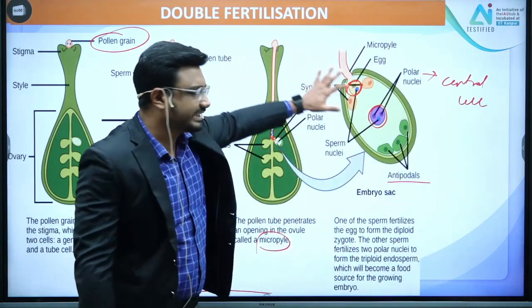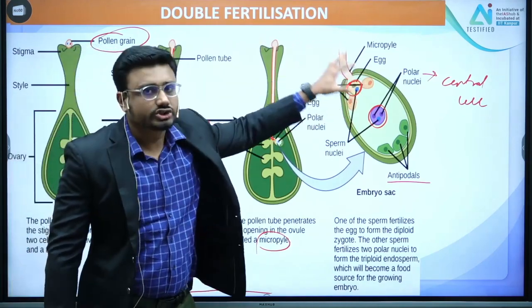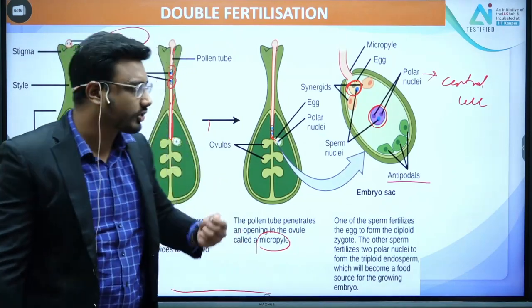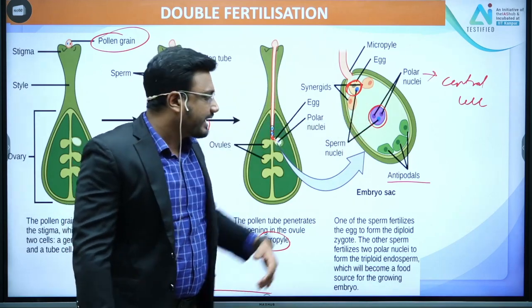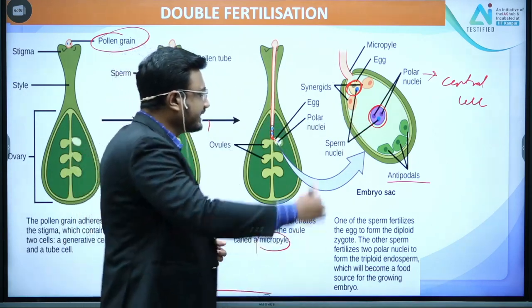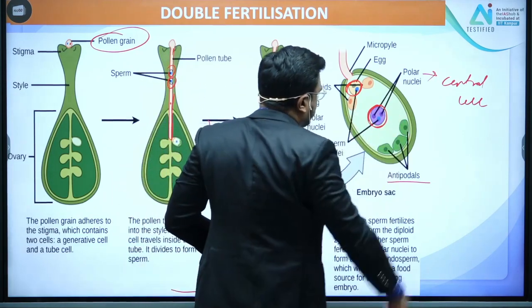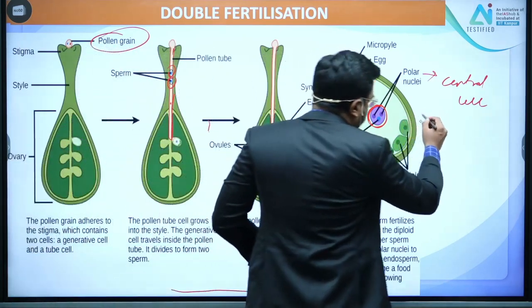So in this case, we see that the two sperms are fusing two times. That is why it is known as the double fertilization process, because fusion of sperms takes place two times. And when the sperm cell fuses here with the polar nuclei of the central cell, it is known as triple fusion.